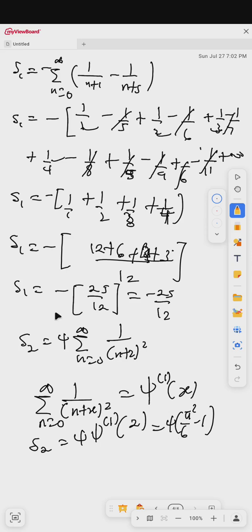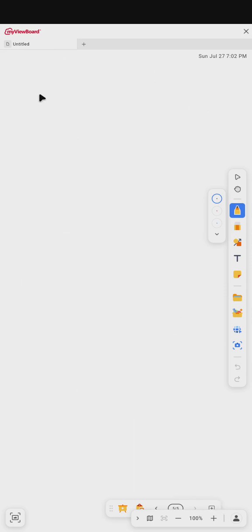Okay, guys, so since we have S1 and we have S2, then we're going to have I equal S1 plus S2. So if I equals S1 plus S2, we have S1, which is negative 25 over 12, and S2, which is 4 into bracket pi squared over 6 minus 1. So we're going to have minus 25 over 12 plus 4 into bracket pi squared over 6 minus 1. That is I. Okay, guys, so let's move on.